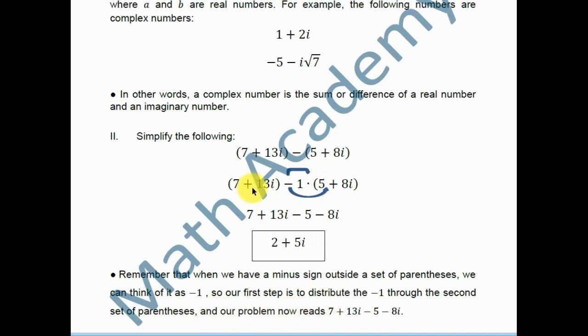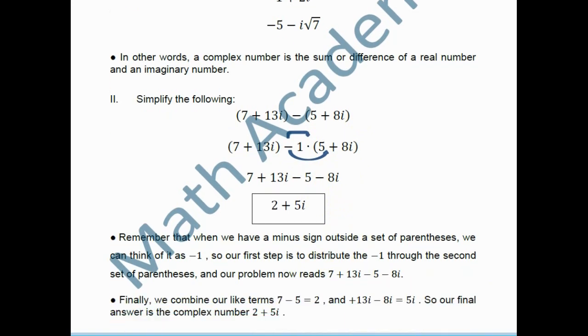And our problem now reads 7 plus 13i minus 5. So minus 1 times 5 is minus 5. Minus 1 times 8i is minus 8i. So our problem now reads 7 plus 13i minus 5 minus 8i.